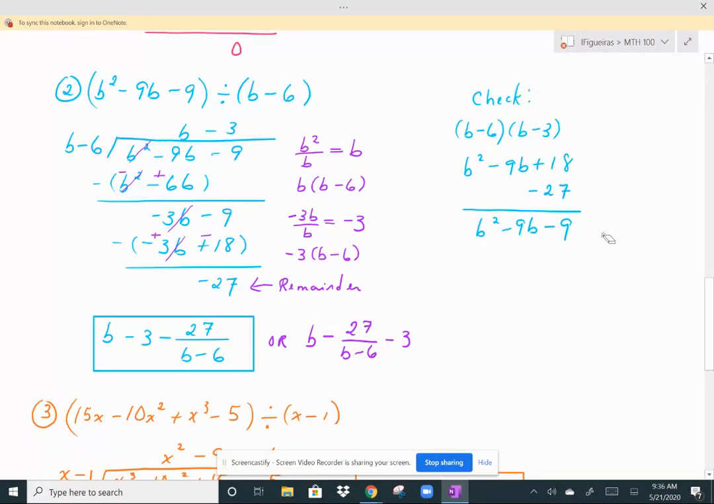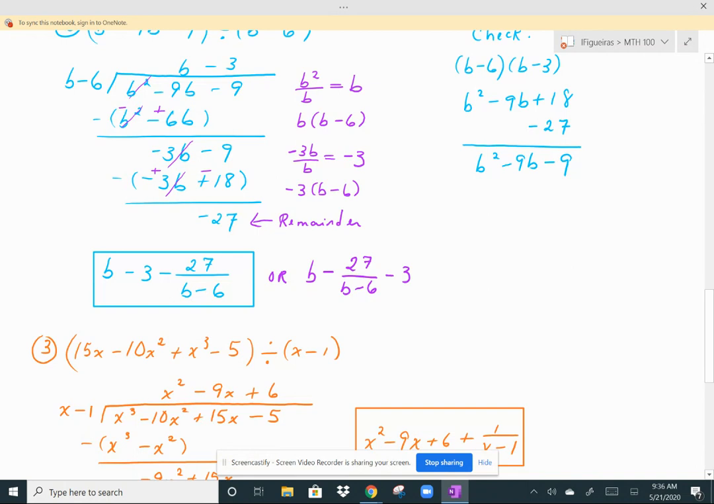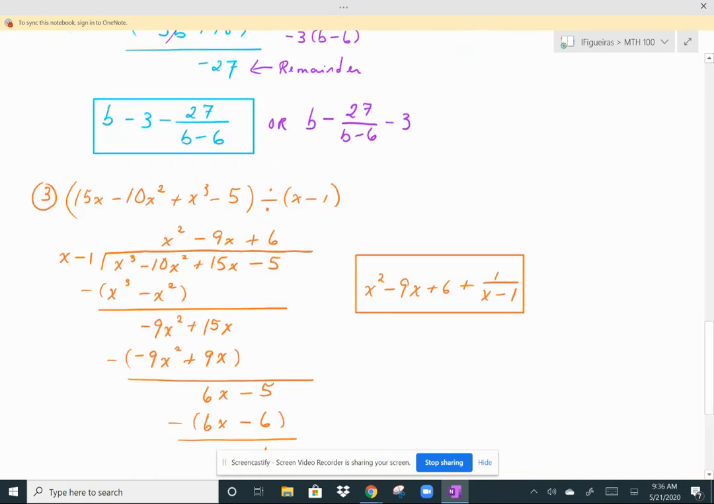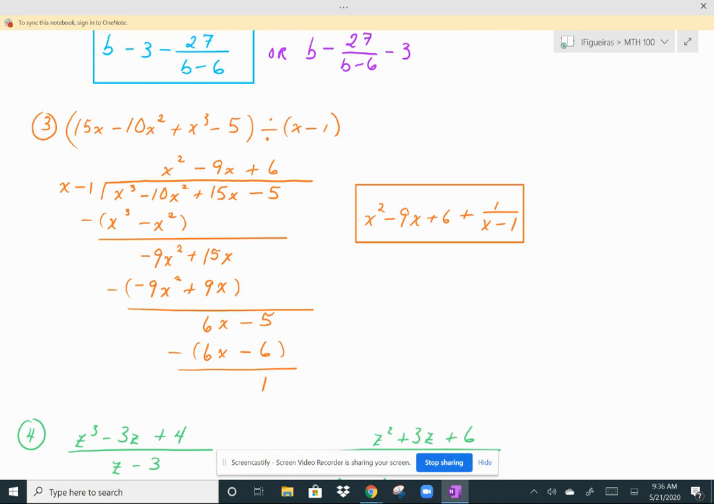Okay, so let's move on. This one is a little bit different in two ways. First, my dividend has 4 terms in it. And secondly, it is written in a non-typical order. So remember, we always want the highest degree first, and then you want to go backwards from there, second highest degree, third highest degree, and eventually end with the constant. So I did 2 things here. I set up my long division problem, but I also reordered these terms so that x cubed goes first, minus 10x squared, plus 15x minus 5.